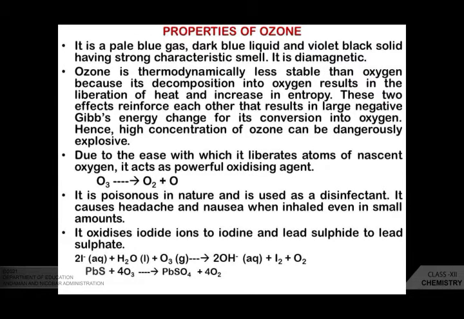First are the physical properties. Ozone is a pale blue gas. It exists in the gas as well as the liquid and the solid form, but it has different colors in the different physical states. In the gaseous form, it is a pale blue gas. In the liquid form, it is a dark blue liquid. And in the solid, it is a violet black solid having a strong characteristic smell. Ozone is diamagnetic in nature.